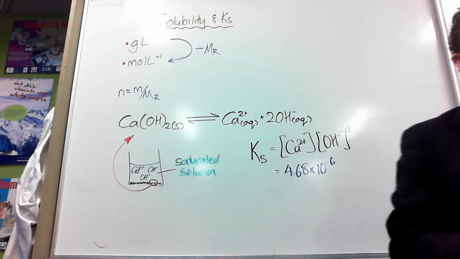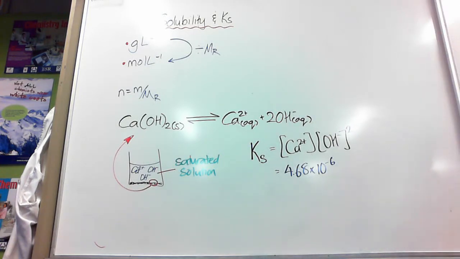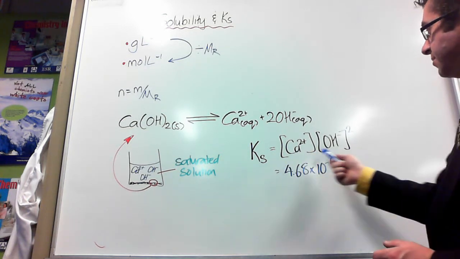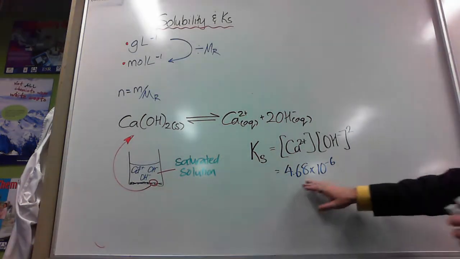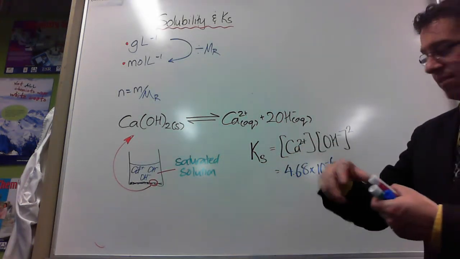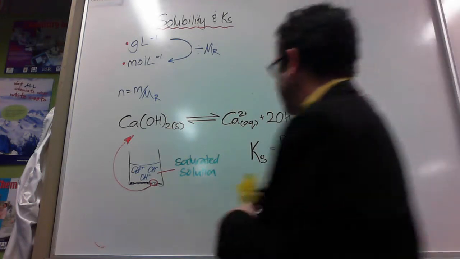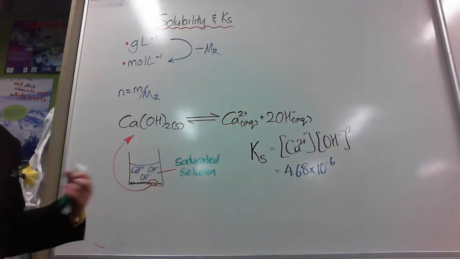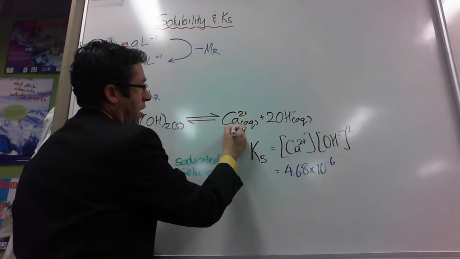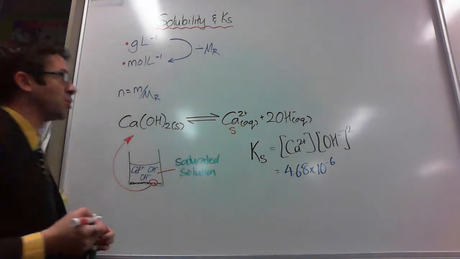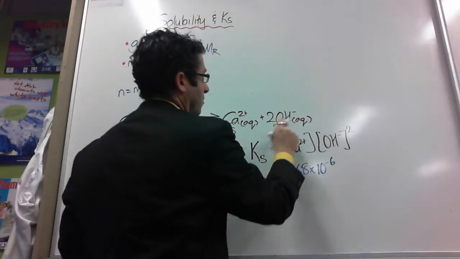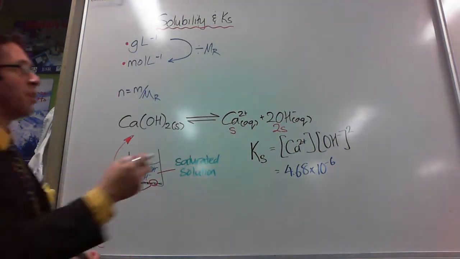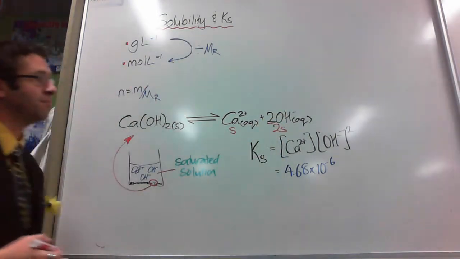This tells me that this is not very soluble at all. I can actually work out how soluble it is by going backwards. If I look at this value here, then I can say how soluble it is. If I look at this balanced equation, and I call the solubility of calcium hydroxide S in moles per litre, there's S moles per litre of calcium ions, and there are 2S moles per litre of hydroxide ions. I know this because the 2 is in front of it.